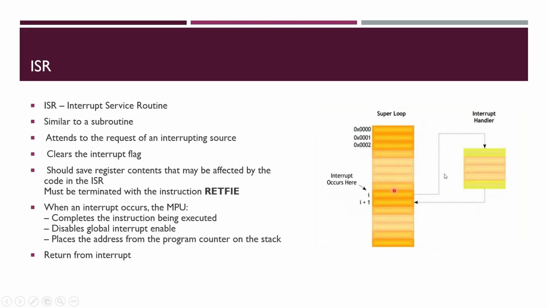Then we have ISR. ISR is the interrupt service routine, which is defined as a software routine that hardware invokes in response to the interrupt. This examines an interrupt, determines how to handle it, executes the handling, and then returns to the logical interrupt value. When an interrupt occurs, the MPU completes the instruction being executed, disables the interrupt enable, and places the address from the program counter onto the stack.